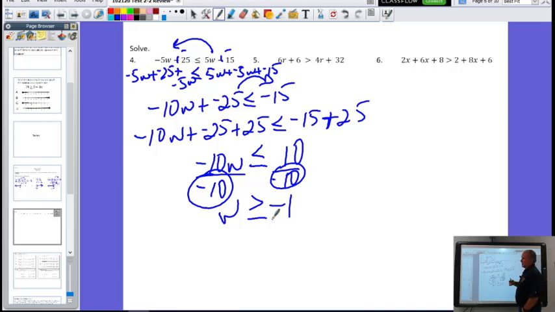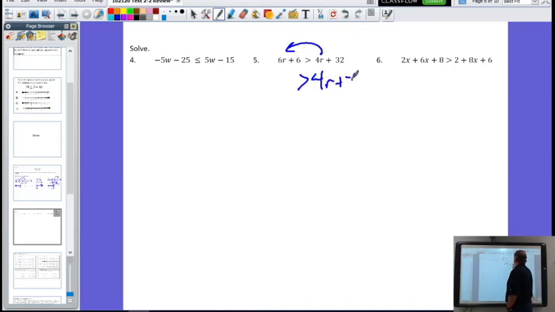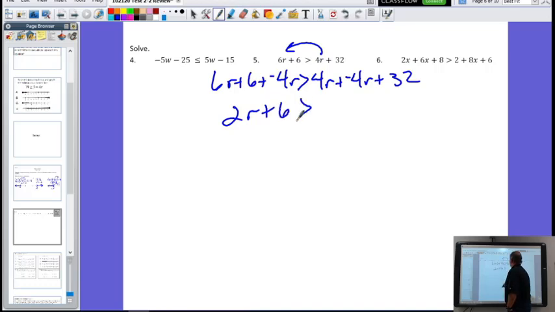So you can always come back in the video and look at how I worked it. Okay, number 5. Again, I don't have any minus in this one, so I'm good to go. I just need to get my r's together. So I move this r over. So 4r plus negative 4r plus 32, it'd be 6r plus 6 plus negative 4r. So the 6r and the negative 4r make a 2r plus 6 is greater than 32.